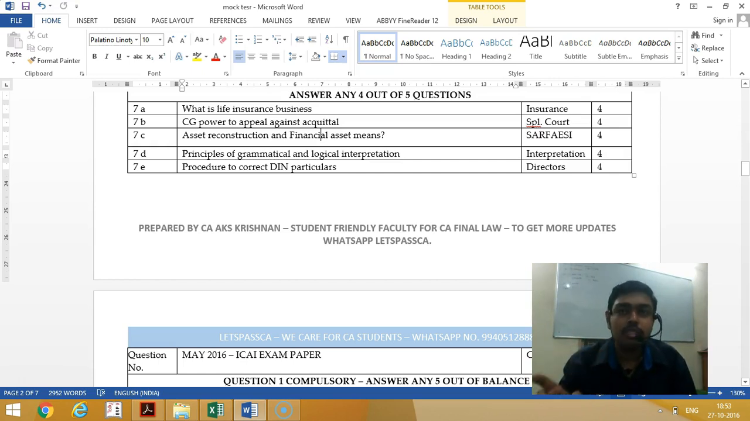Then, procedure for correcting the DIN particulars. DIR 6 has to be filed and a DIR 7 declaration has to be filed for correcting the DIN particulars. With this, we are completing that mock test of September month also. Okay, done.